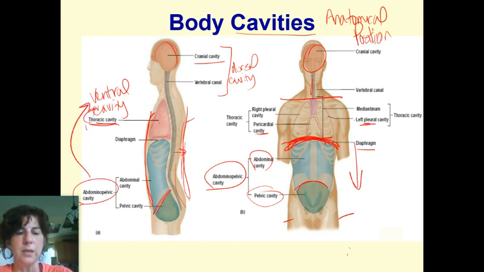Okay, so we have these big divisions and then we have these subdivisions down. You need to know all of those cavities. You need to know that abdominal and pelvic are part of the abdominal pelvic as a whole, and then abdominal pelvic and thoracic are part of ventral. So know all of those subdivisions of that.